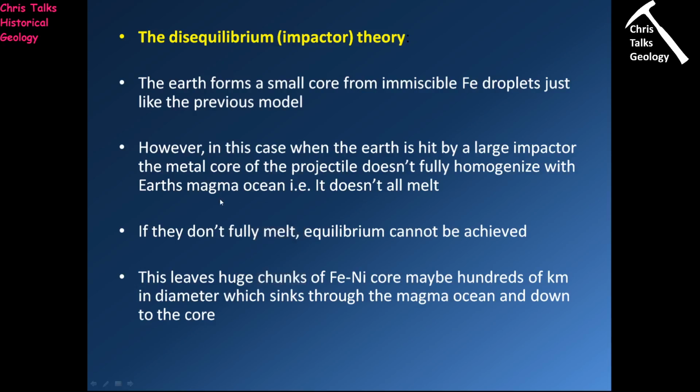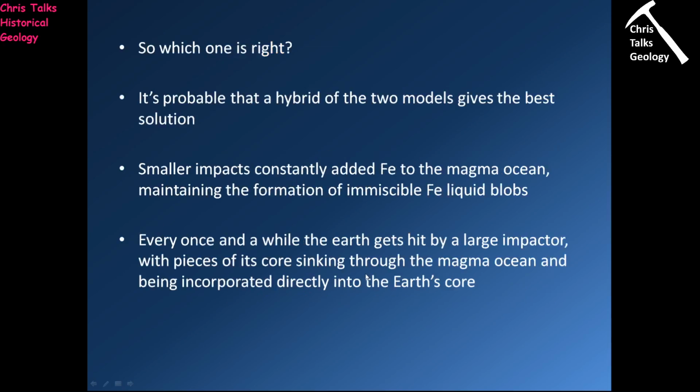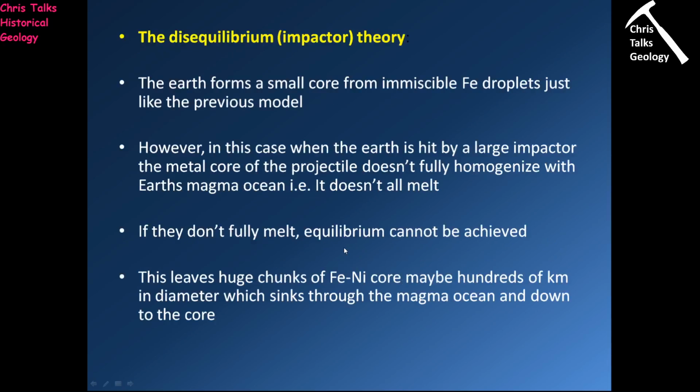So in the disequilibrium model, things are running exactly the same as the equilibrium model. We have our magma ocean, it becomes saturated with iron, the iron droplets fall to the center of the Earth. Essentially everything is exactly the same so far. So then what happens? Well, in the case of the disequilibrium model, it states that every once in a while the Earth would get hit by something big. And this is actually probably quite accurate, especially in the latter stages of planetary accretion.